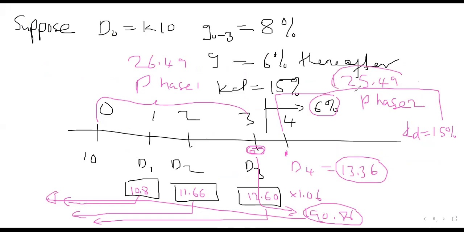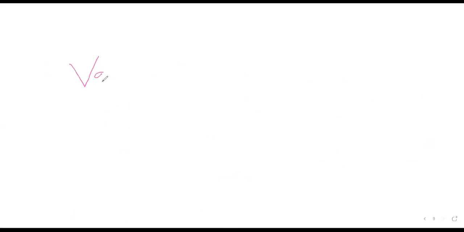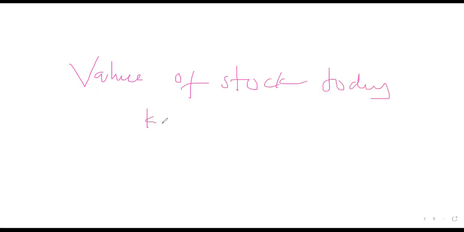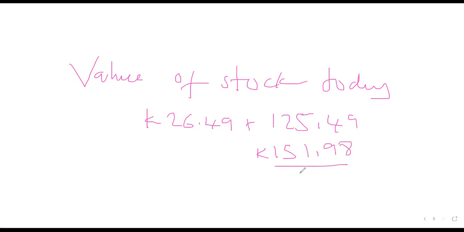So what does this mean? The sum total of the value of stock will be the phase 1 value of stock and phase 2 value of stock. So value of stock today is 26.49 plus 125.49. So the final answer we get is 151.98. So this is the value of stock today.